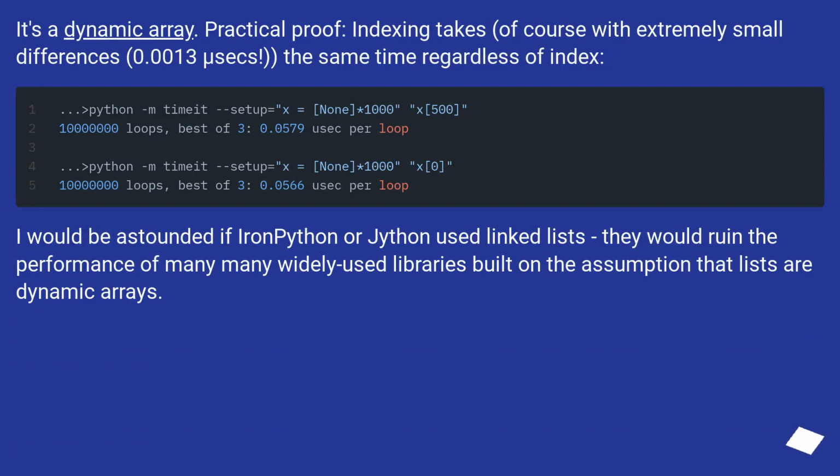It's a dynamic array. Practical proof: indexing takes, of course with extremely small differences, 0.0013 µs, the same time regardless of index. I would be astounded if CPython or Jython used linked lists. They would ruin the performance of many widely used libraries built on the assumption that lists are dynamic arrays.